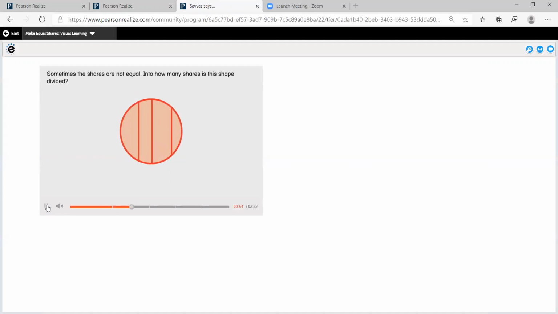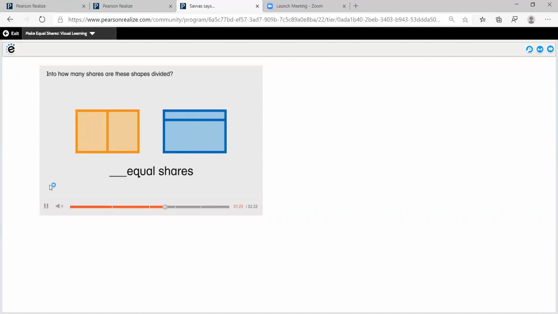Sometimes the shares are not equal. Into how many shares is this shape divided? Let's count. 1, 2, 3, 4 shares. Are the shares equal? Take a look at each share or each piece of this circle. Are they equal? Think your answer. Say your answer. No, they are not the same size. Some shares are larger than other shares.